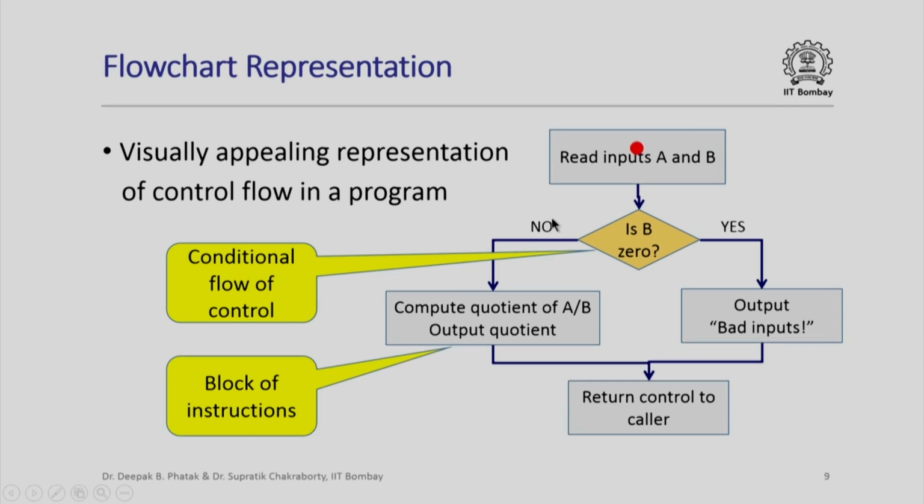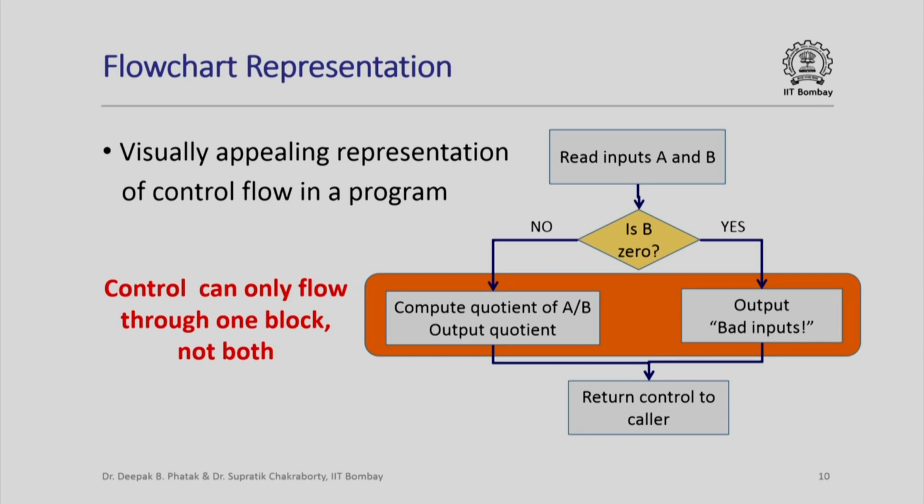Now here is a quick animation of how the control might flow in a particular execution of the program if after reading the input B, B was found to be non-zero. And here is another animation saying how the control would flow if the input B was found to be 0. So what you observe is that control can only flow through one of these two blocks but not through both, and this is a salient feature of conditional execution. Depending on the condition, one block or the other is executed, not both.